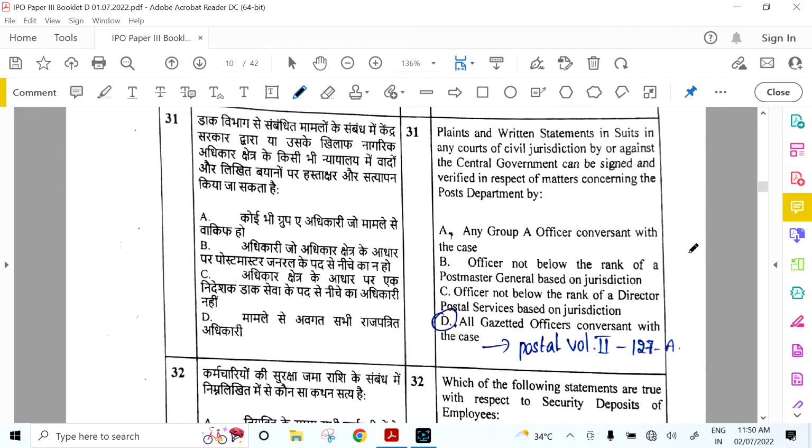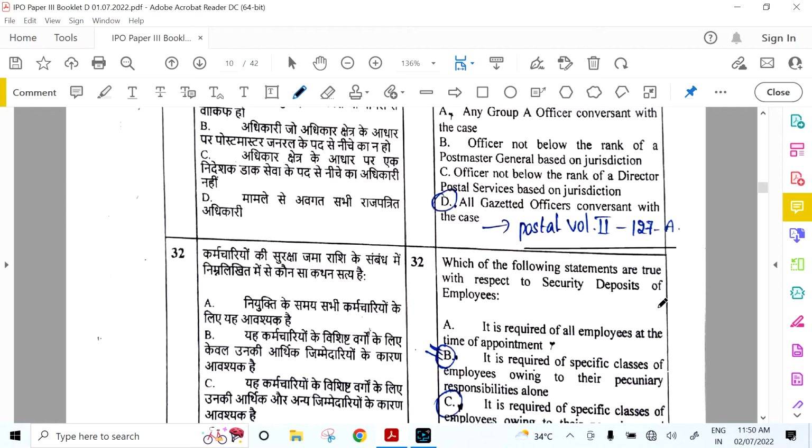Plaints and written statements in suits in any courts of civil jurisdiction by or against the Central Government can be signed and verified, in respect of matters concerning the Post Department, by all gazetted officers conversant with the case. That is Volume 2, 127A. From Volume 2 it has been given.